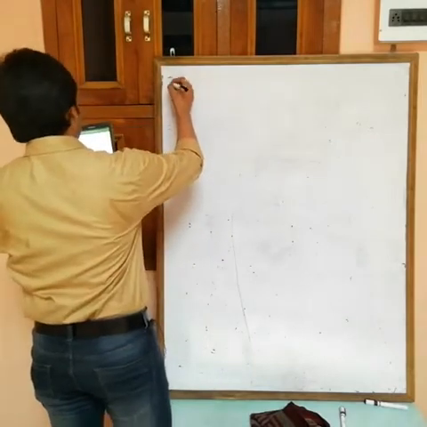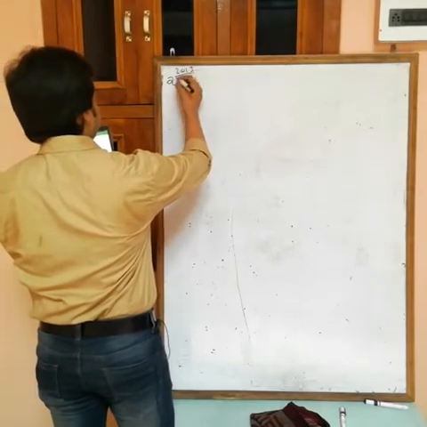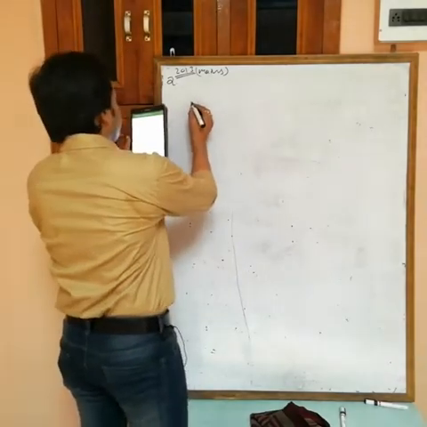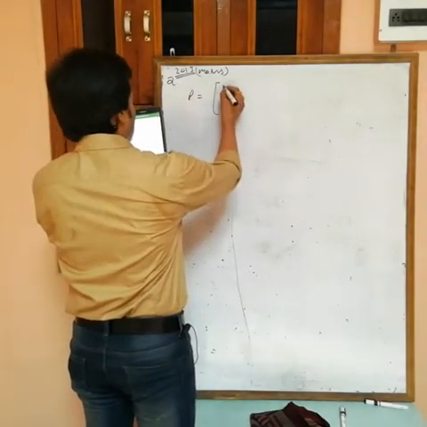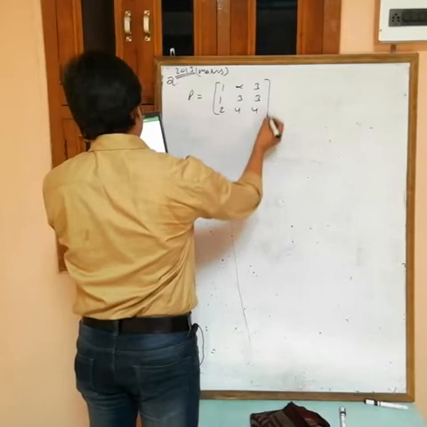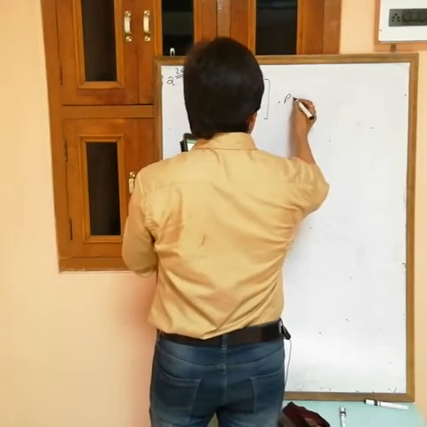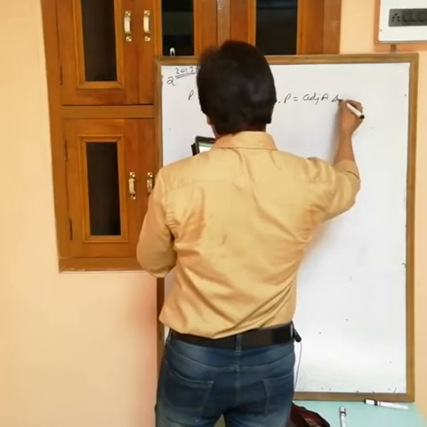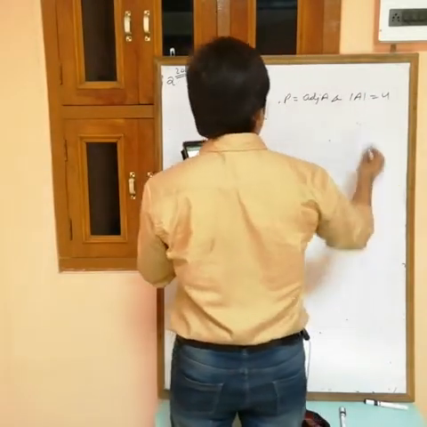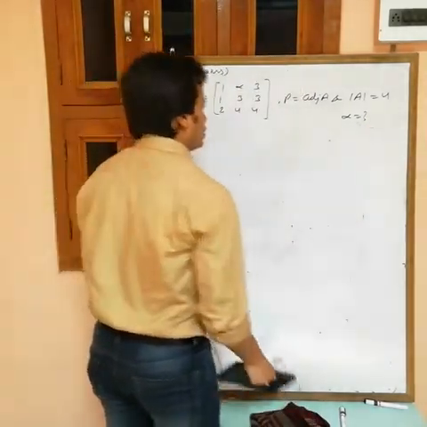Okay, see, next again from 2013. It is given that P is equal to the matrix with rows 1 alpha 3, 1 3 3, 2 4 4, which is the adjoint of a 3 by 3 matrix A. It means this P is equal to adjoint of A and determinant of A is equal to 4. Then find the value of alpha. Options are 4, 11, 5, 0. 11 is the correct answer here.